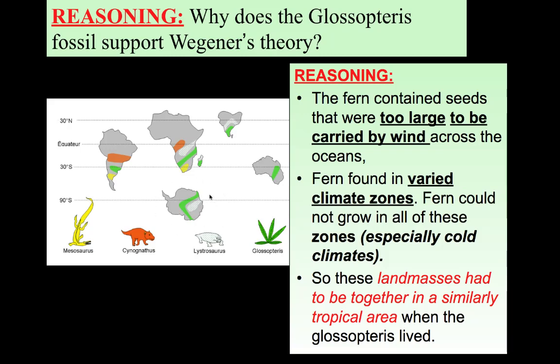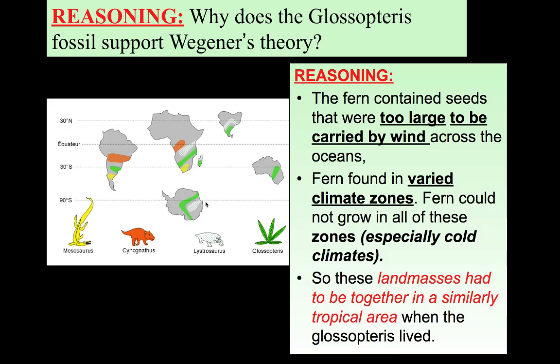Now let's talk about ferns for a little while. Ferns are a tropical plant. They grow in warm climates, warm tropical climates. Now, when we see Glossopteris fossils found in different locations on these different land masses in all varied climates, we can use this as evidence to suggest that these land masses must have been together at one time and in the same warm tropical climate zone when Glossopteris grew and thrived on the land. And the red flag is Antarctica again.